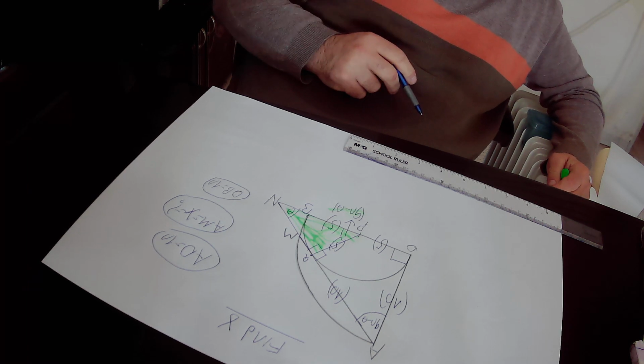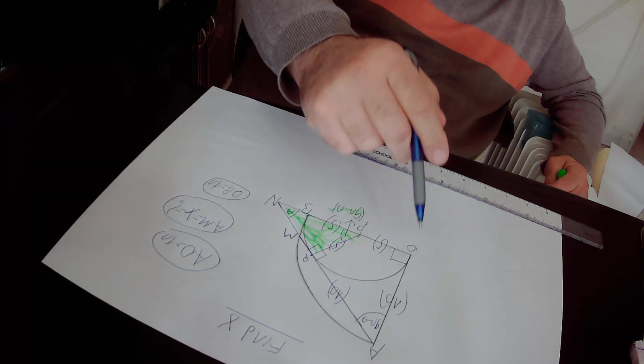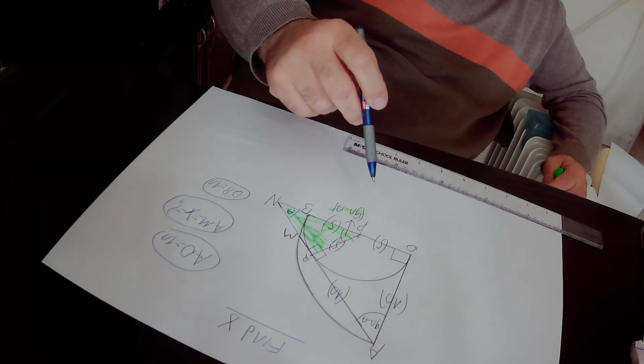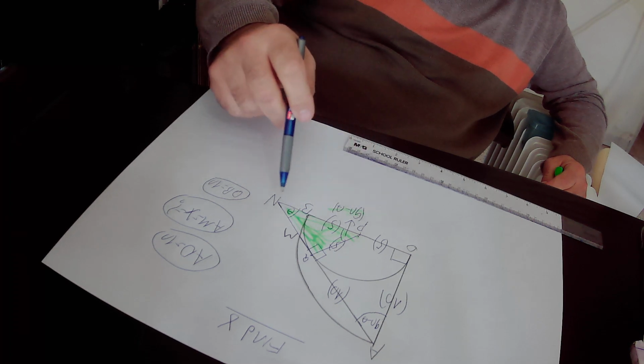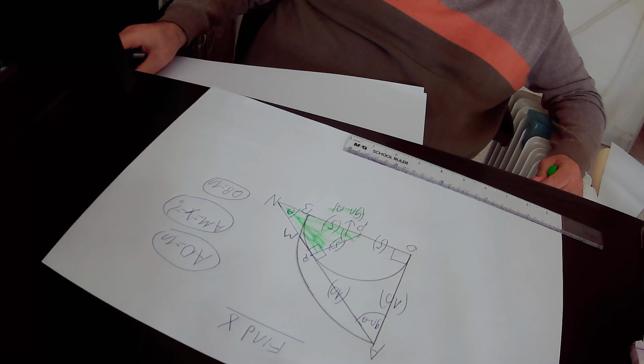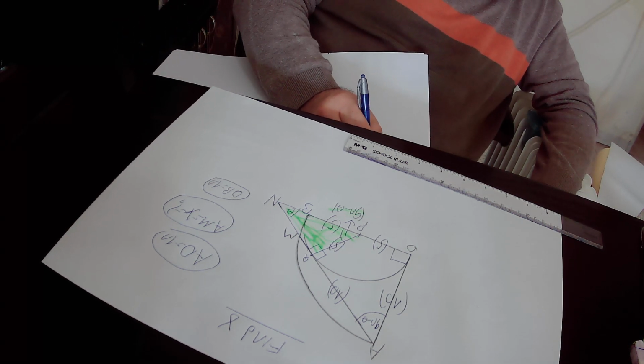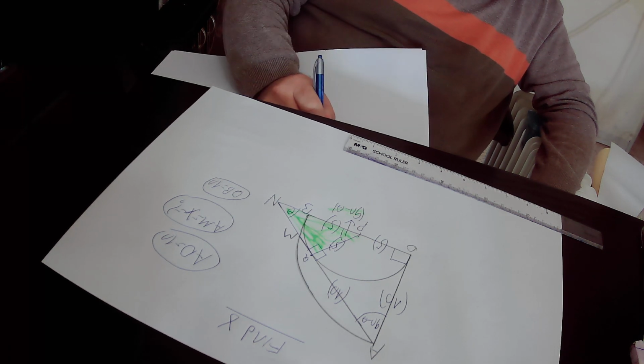Okay, so in the next step we'll prove that the right big triangle AON is similar to the small green triangle PQN. So I write it down. The right big triangle AON is similar to the small green right triangle PQN.